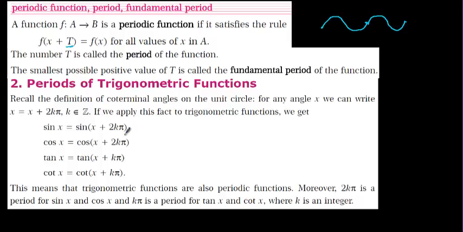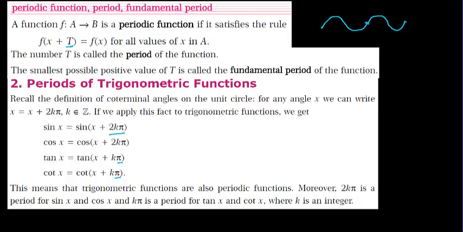For the trigonometric functions, sine and cosine values get the same value in 2 pi units. If you remember from the unit circle, sine and cosine values get the same value in a 2 pi period. And tangent and cotangent values get the same value in a pi period. So the fundamental period of tangent and cotangent is pi, and the fundamental period of sine and cosine is 2 pi.